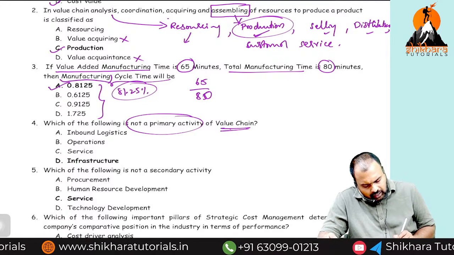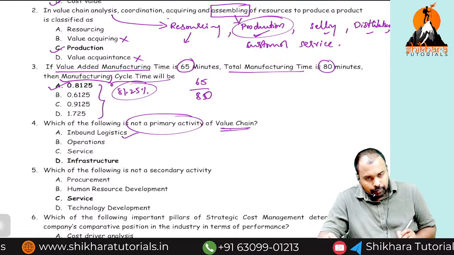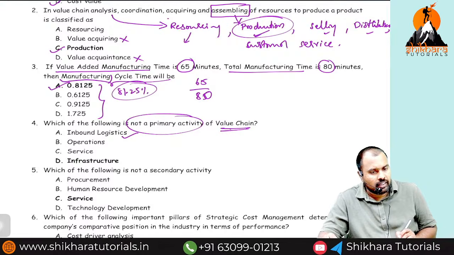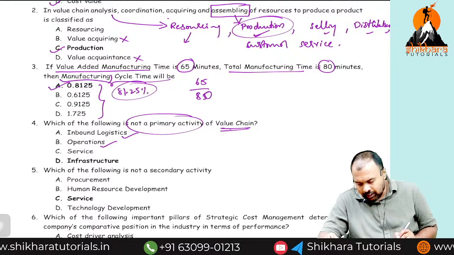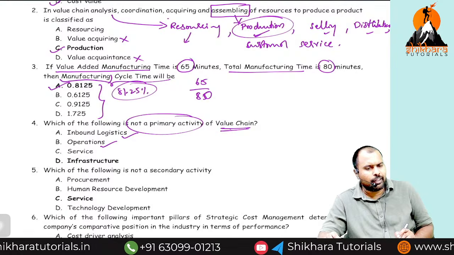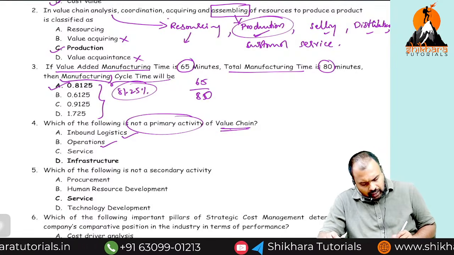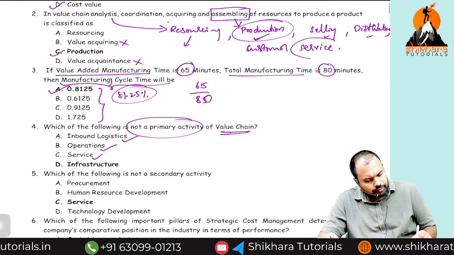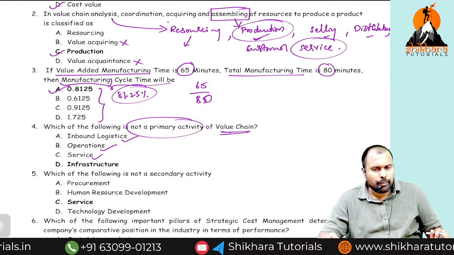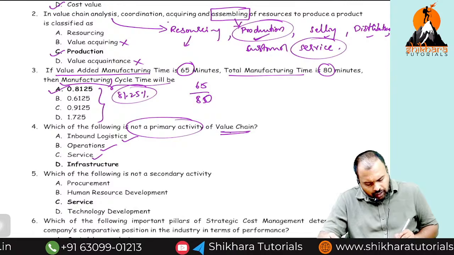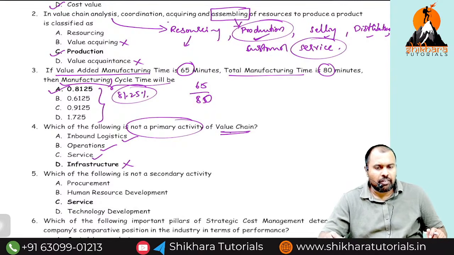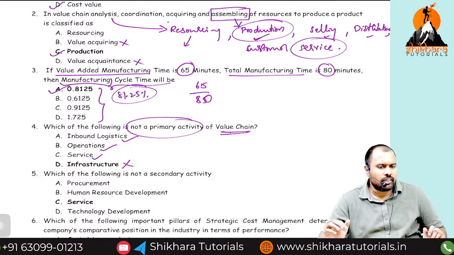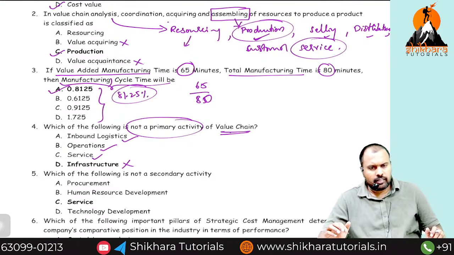So infrastructure, sir, inbound logistics, bringing raw materials. Inbound logistics is nothing but bringing raw material. And operations are nothing but converting raw materials into finished goods and day-to-day services. Yeah, and doing a service is also a part of the value chain. But infrastructure is not a value chain activity, sir. Having a proper infrastructure in a factory is not a value chain thing. They never talk about that.